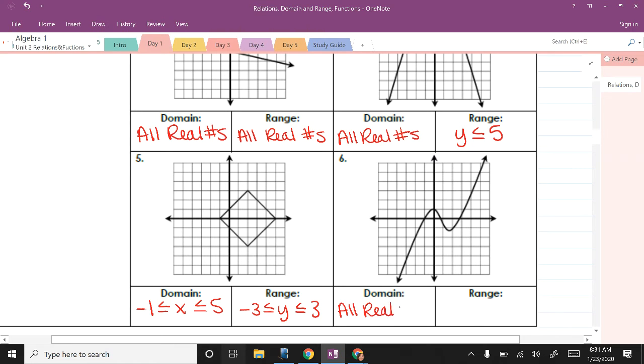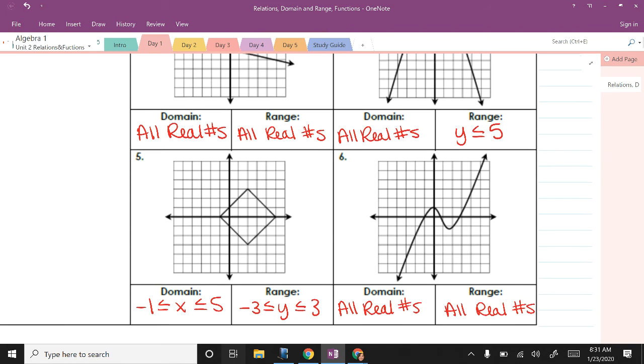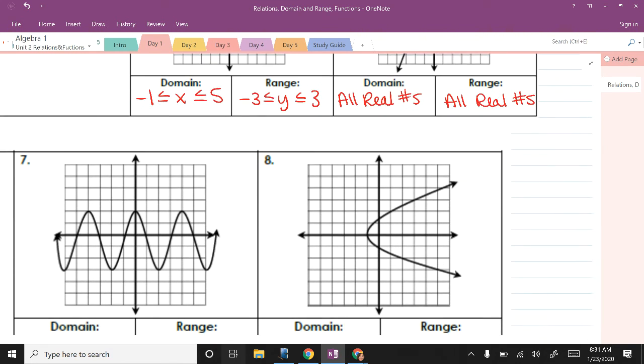What do you think the range is? The range up and down is also all real numbers. Very good. Because it's going out in both directions forever, so that's your domain. It's going up and down in both directions forever, so that's your range. We good? All right, turn to the next one.